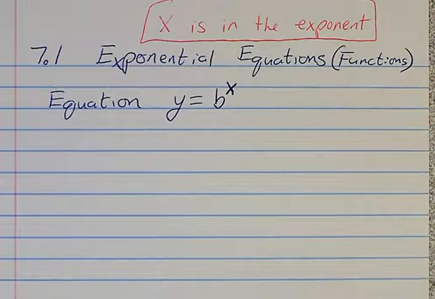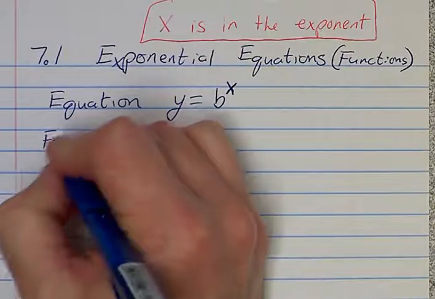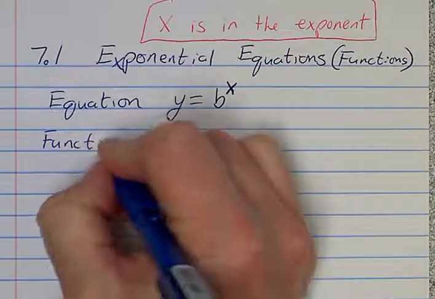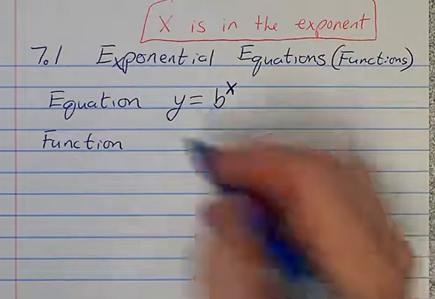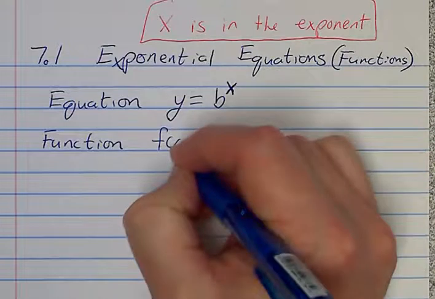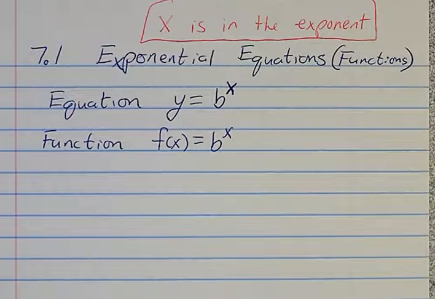So instead of x being the base, instead of x squared, now it's going to be 2 to the x power. We're kind of reversing everything around when we go through these. If you talk about a function, if you remember, the only thing we did different between equations and functions was that for equations you have y equals, and for a function you have f of x equals. And you have b to some power x in this case.